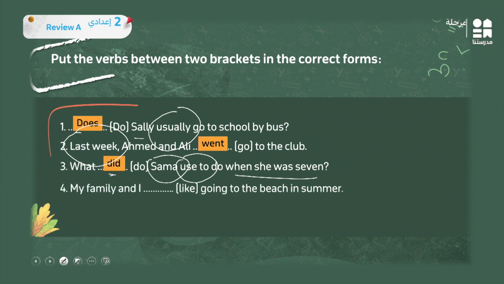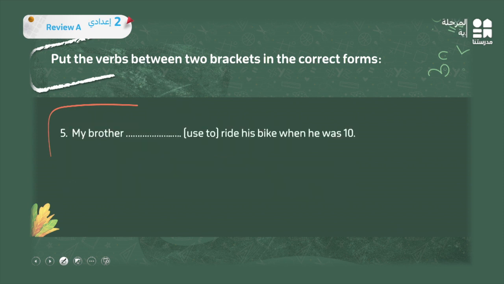And for number 4, my family and I dots like going to the beach in summer. So is this a fact about my family? Yes, it is. That's why I choose the present simple tense. Any fact about me that I do regularly أو أي حاجة أنا بعملها بشكل مستمر ومش بغيرها دي present simple. My family and I like going to the beach. My brother dots used to ride his bike when he was 10, which means he quit doing this when he became older. So I should use used to.